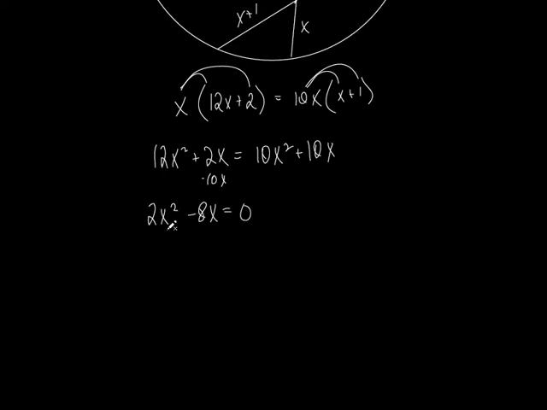What we could do here is divide everything by 2. A couple ways you could approach this. I'll tell you what, let's do this more of an Algebra 1 way. What's the greatest common factor between these two? 2x. So let's factor out a 2x. What do we have left if I factor out a 2x from this? X minus 4, right, equals 0.